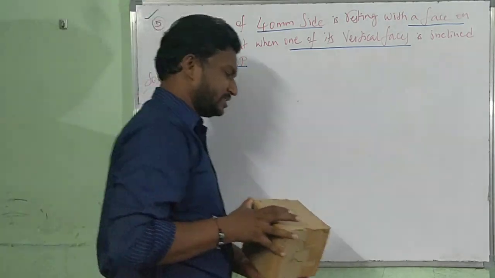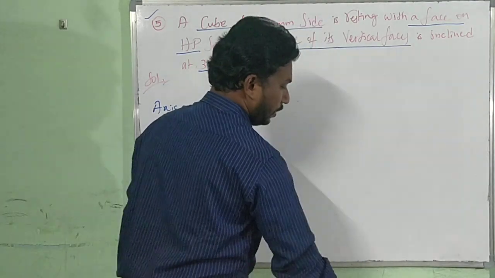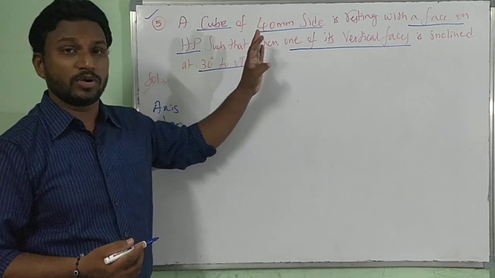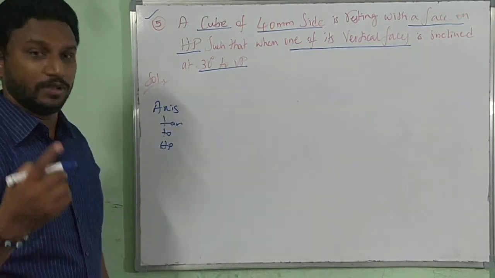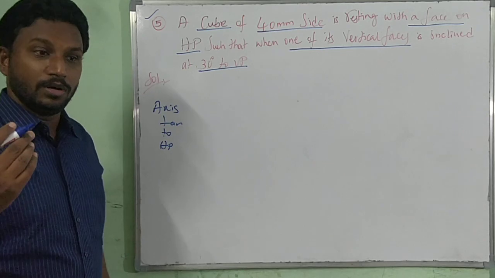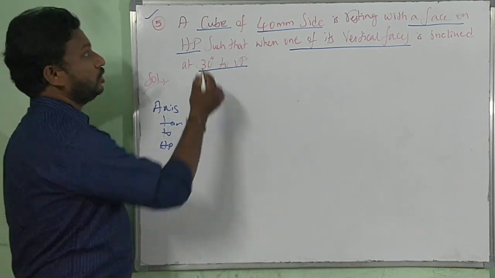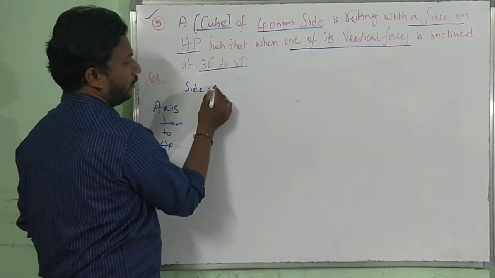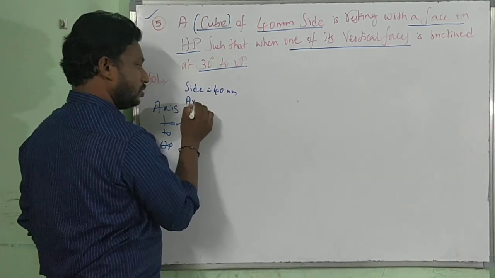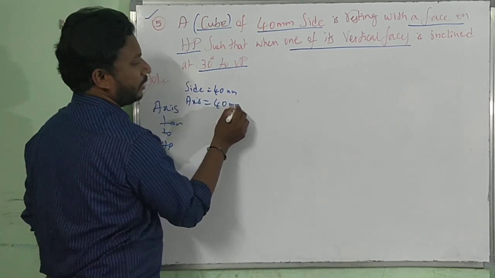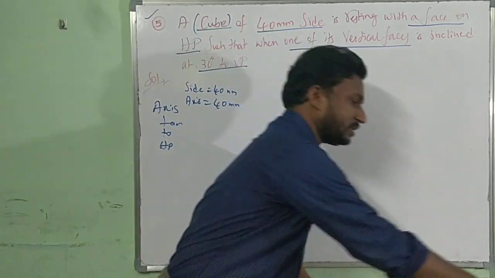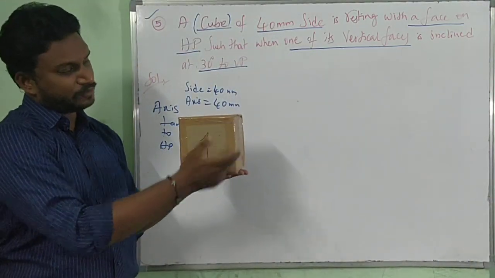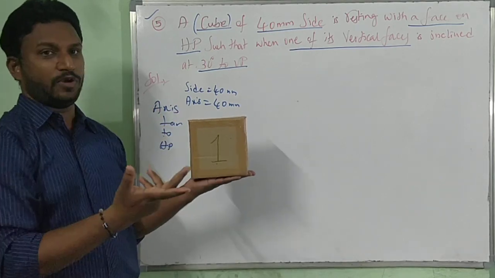How to start? It's so simple again. You have to observe one difference: there is no information given regarding the axis height. You have to understand and analyze that cube has all 6 faces square, where side is 40 mm and the axis also should be 40 mm. Why? Because all sides are equal. Side 40, height 40, because same square. Height 40 is nothing but axis 40.